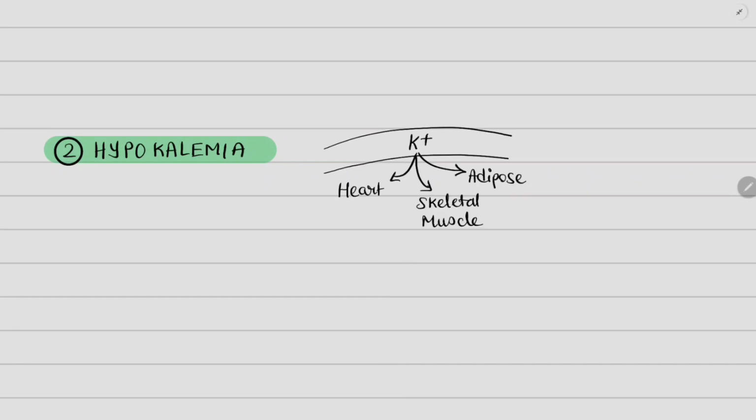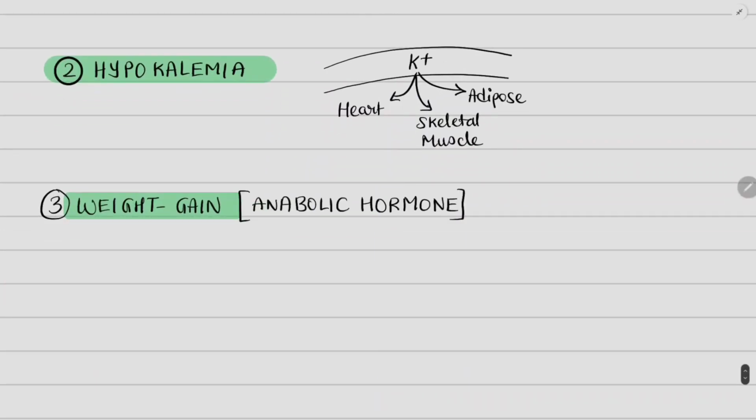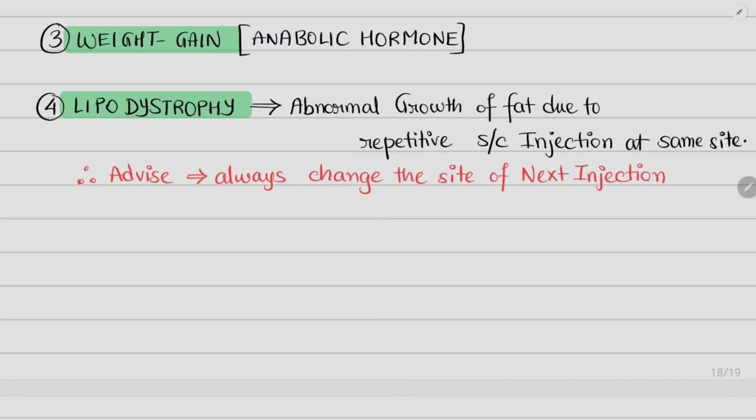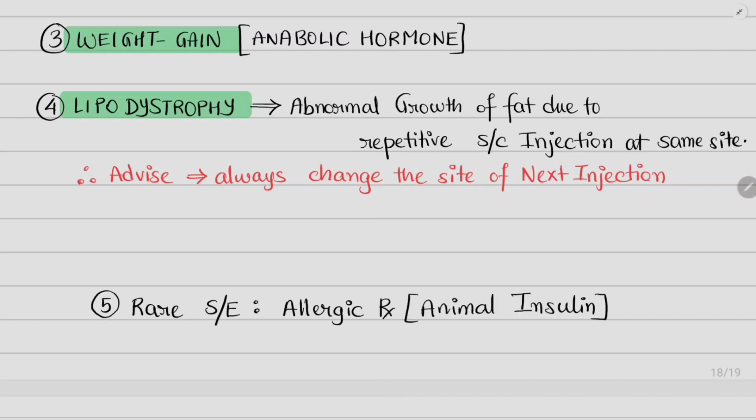Number 2 side effect is hypokalemia, since we know insulin causes potassium uptake in various organs like the heart, skeletal muscle and adipose tissue. Number 3, insulin causes weight gain, since insulin is an anabolic hormone. Number 4, insulin causes lipodystrophy, since it causes abnormal growth of fat due to repetitive subcutaneous injection at the same site. Therefore, advice given to the patient should be to always change the site of the next injection. And number 5, the rare side effect of insulin is allergic reaction to animal insulin. This can cause edema or fluid retention.